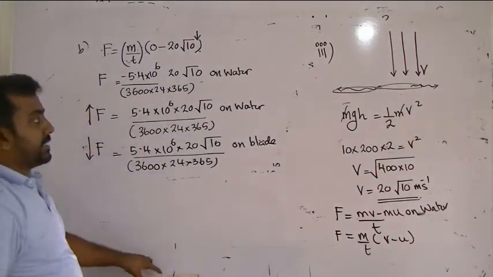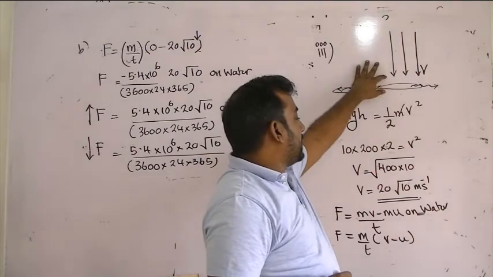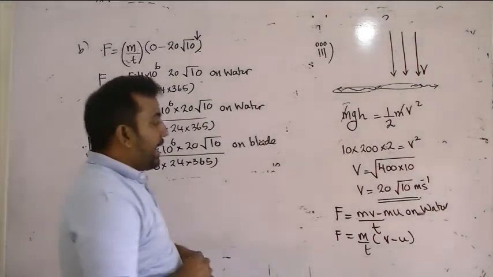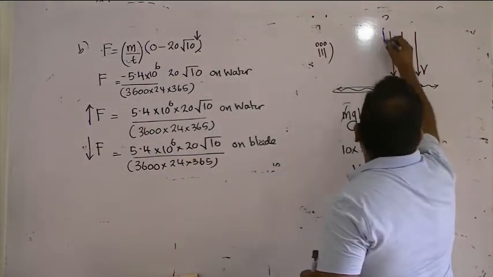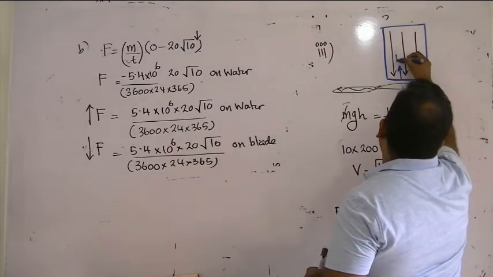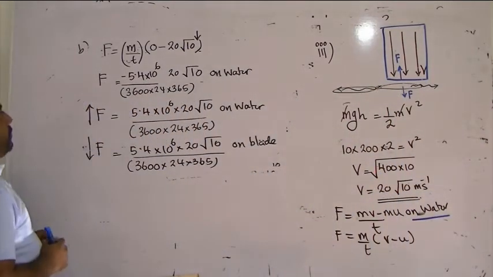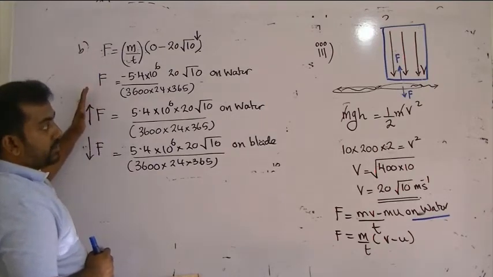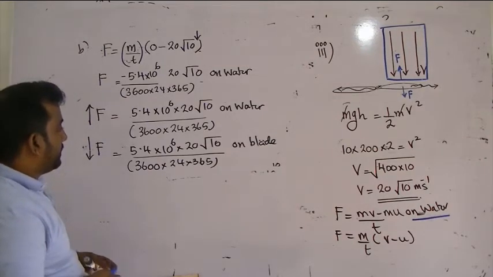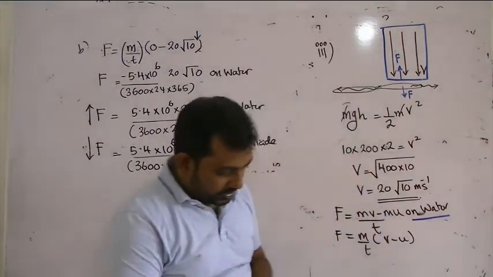Please try to understand what they are asking. Water is falling, hitting the blade and not rebounding, so gravitational potential converts to kinetic. They are asking you to find the force acting on the water. So if I take water here, water is pushing the blade down, blade is pushing the water up. If I put F equal ma on water, final velocity 0, on water the force is upwards. Every action has equal opposite reaction, and the opposite reaction is on the blade.